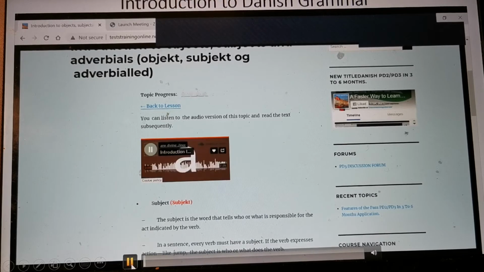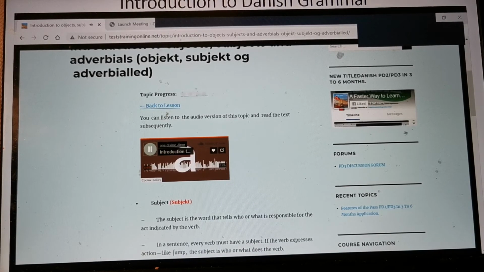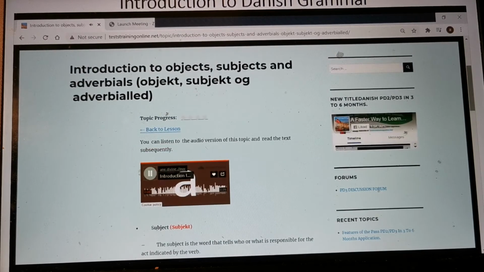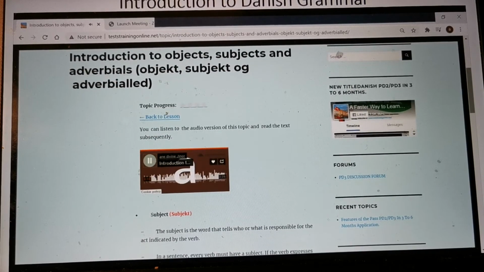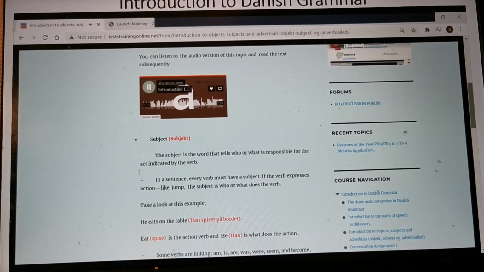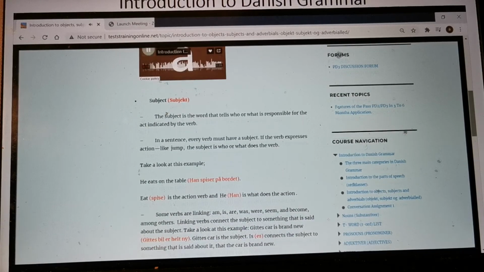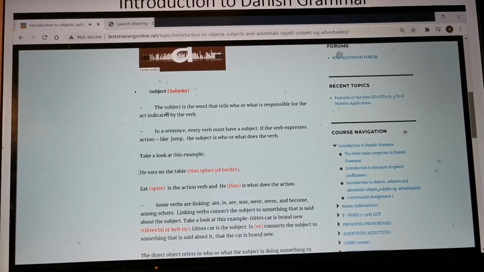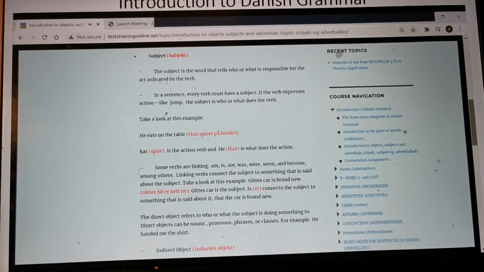The title of this topic is Introduction to Objects, Subjects and Adverbials. Objekt, subjekt og adverbiale led. Subject, subjekt. The subject is the word that tells who or what is responsible for the act indicated by the verb. In a sentence, every verb must have a subject. If the verb expresses action, like jump, the subject is who or what does the verb. Take a look at this example. He eats on the table.